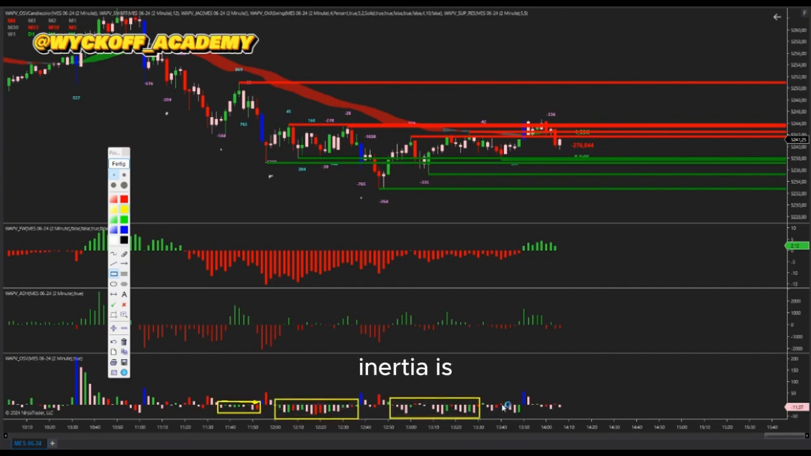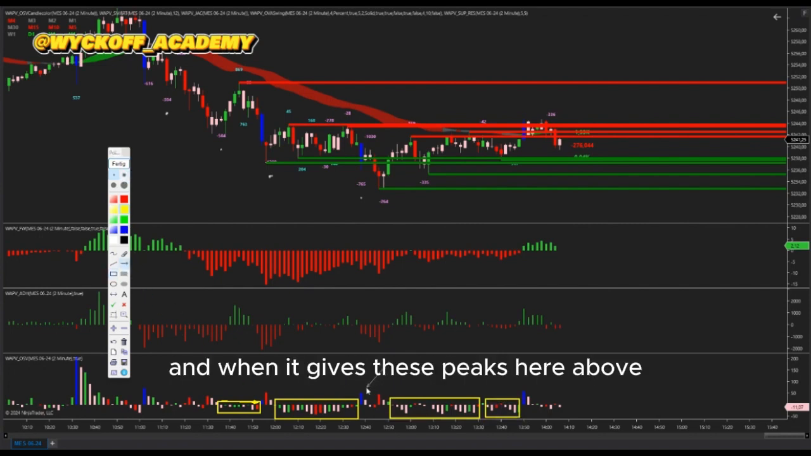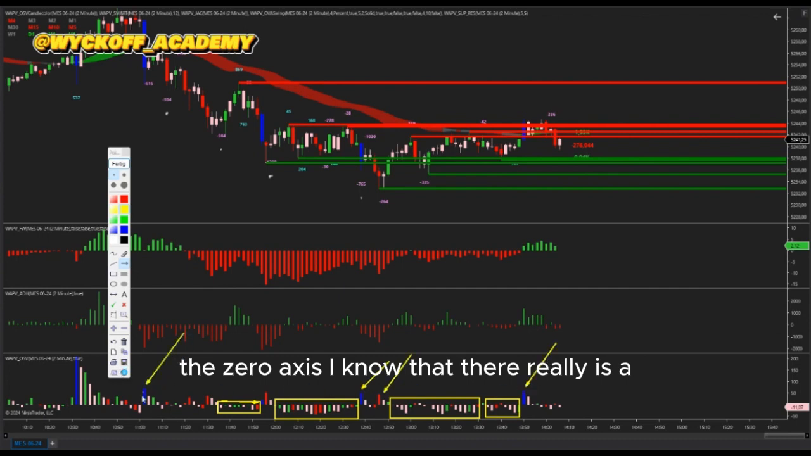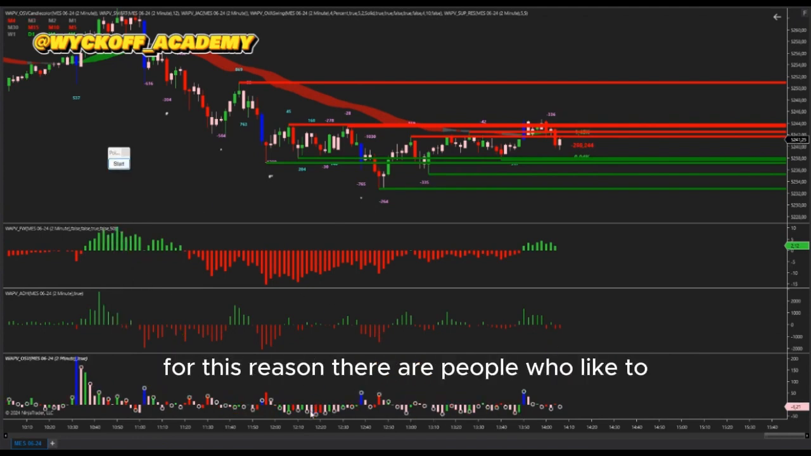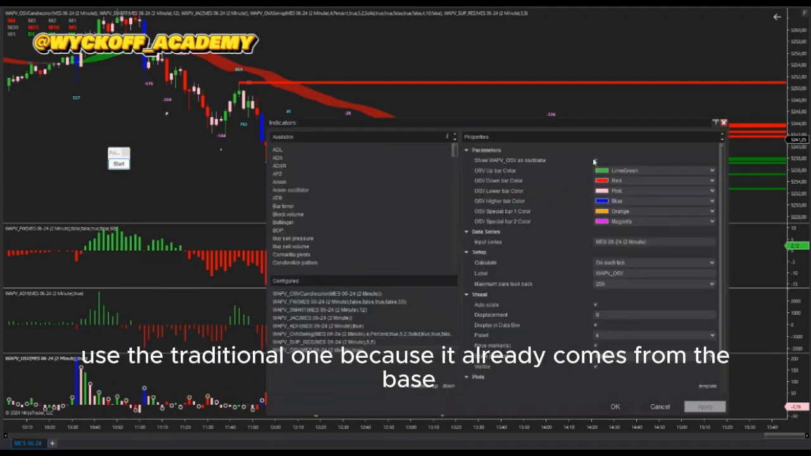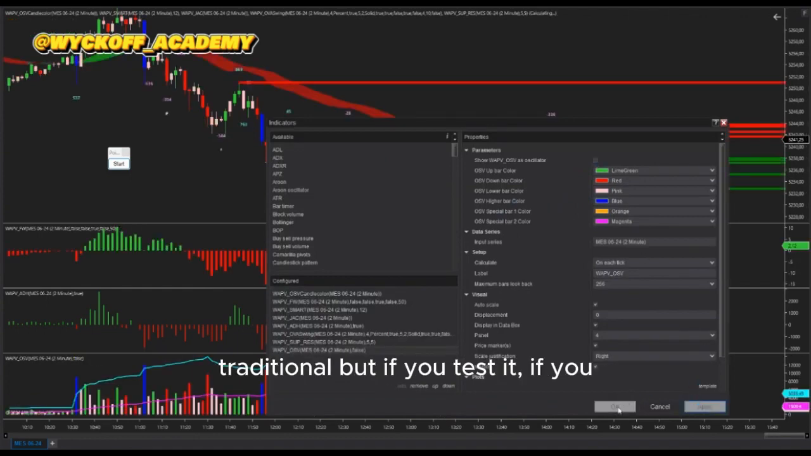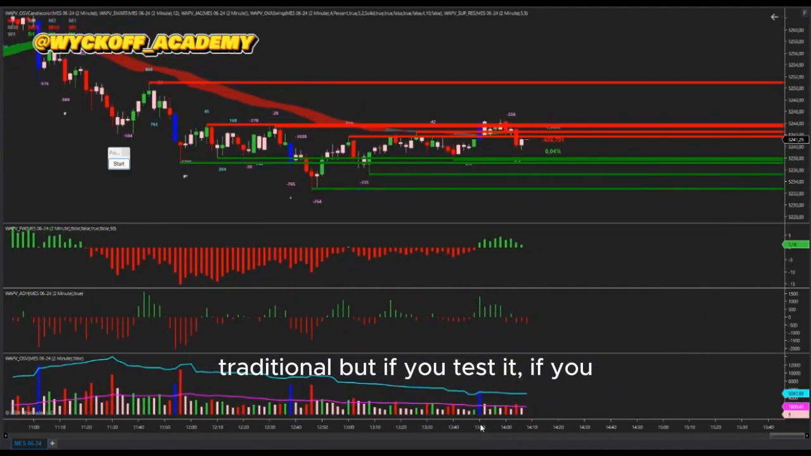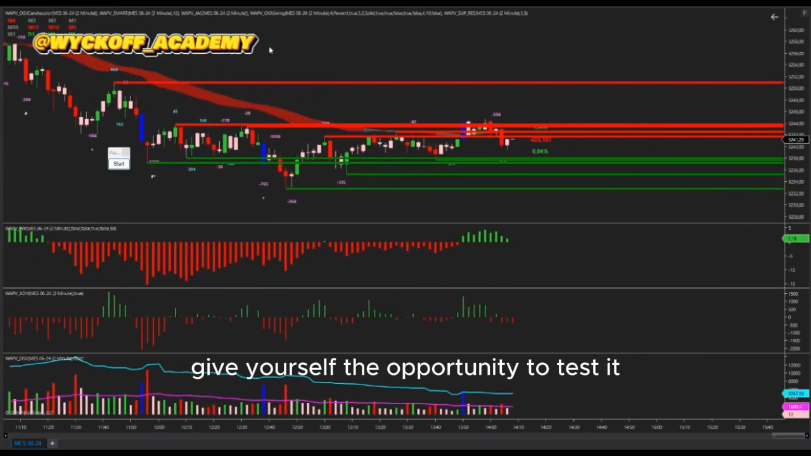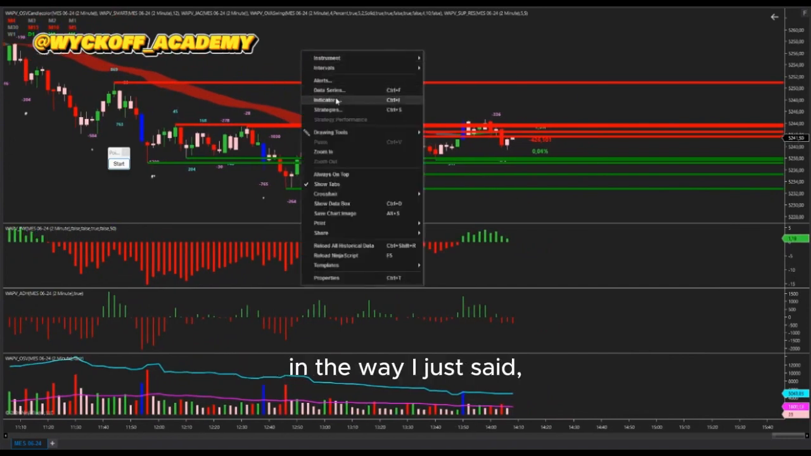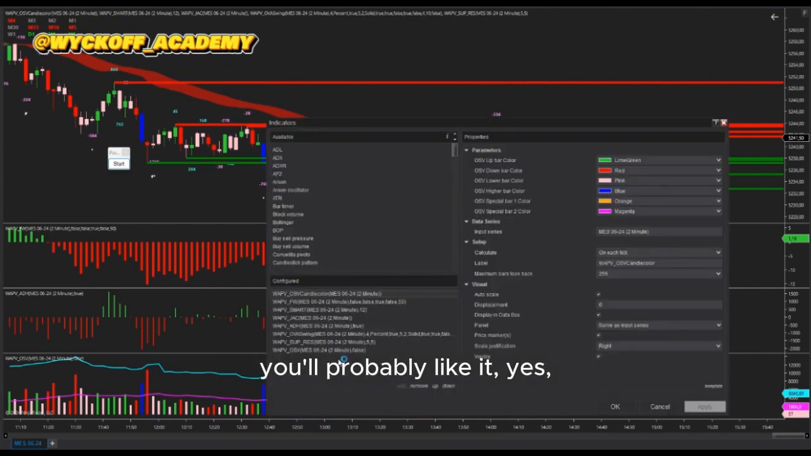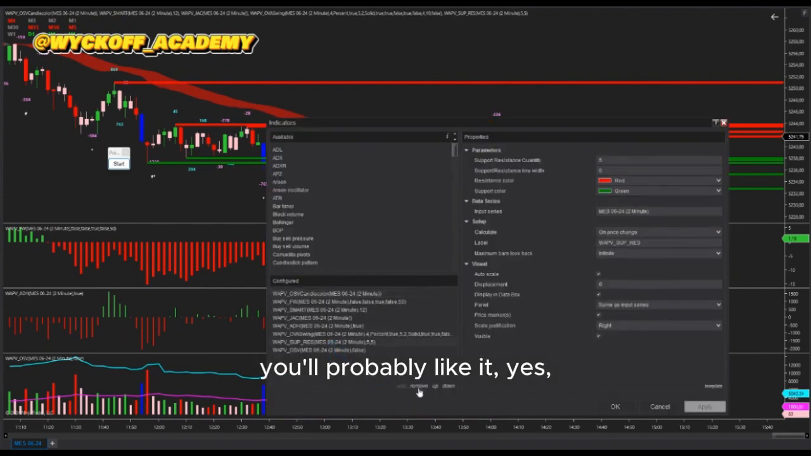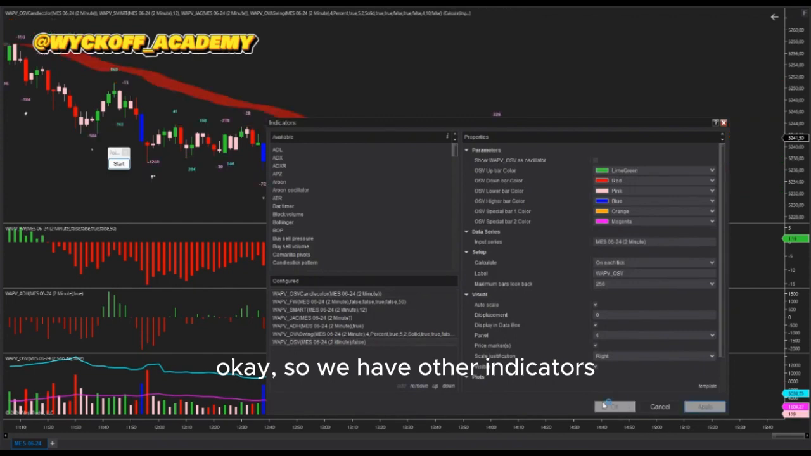It is a movement of inertia. And when it gives these peaks here above the zero axis, I know that there really is a professional activity. So here, I like to be using it this way. There are people who like to use the traditional one because it already comes from the base, but if you give yourself the opportunity to test it in the way I just said, you'll probably like it, yes. Okay, so we have other indicators too, right?